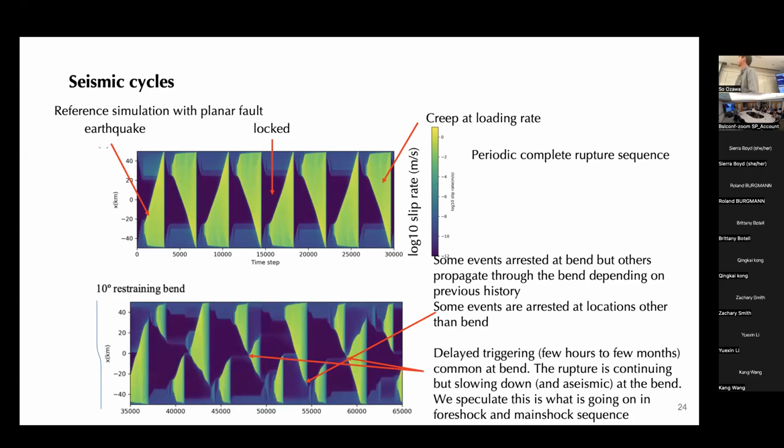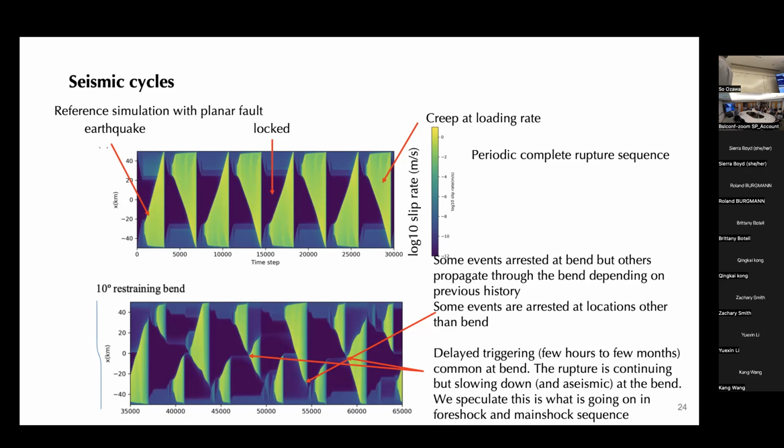But if you introduce a bend on the fault, the earthquakes are more complex and their behavior is more chaotic. There are many ruptures arresting at the bend, but some ruptures are able to propagate through the bend. It depends on the previous history and the initial stress at the beginning of the earthquake.